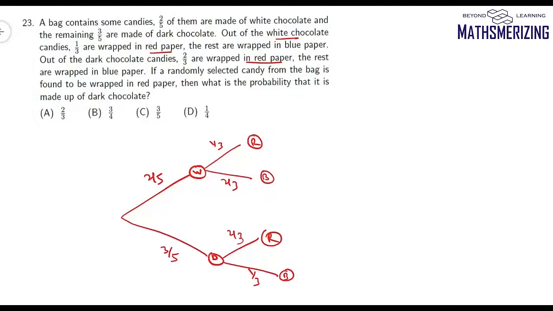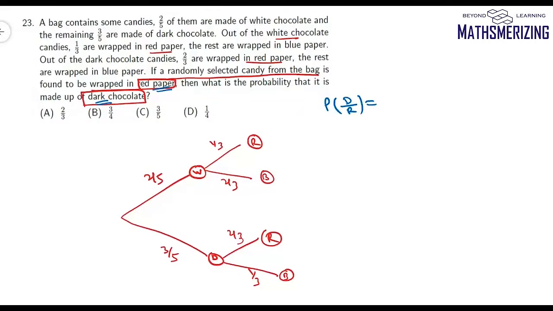Now it says if a randomly selected candy from the bag is found to be wrapped in red paper, then what is the probability that it is made of dark chocolate? So it is a Bayes theorem question. We need to find the probability that it is dark when it is wrapped in red.